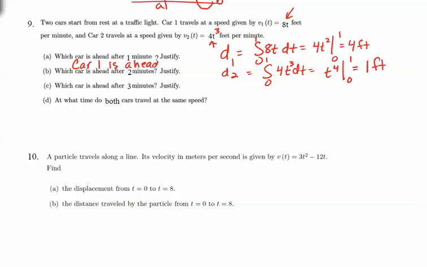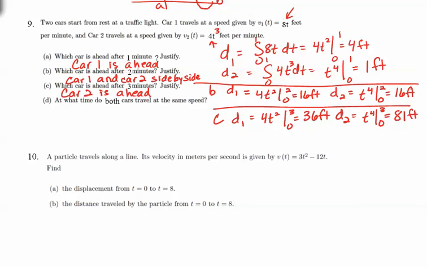All right, and then we're going to repeat the process and evaluate from 0 to 2 minutes and then 0 to 3 minutes. I'm going to pause the video and just write that in since this is getting kind of long, and then we'll finish up. All right, so evaluating our antiderivatives, we see for question B that at 2 minutes, the cars have traveled equal distances, so then they are side by side. And when we integrate from 0 to 3, by this time car 2 has taken the lead.